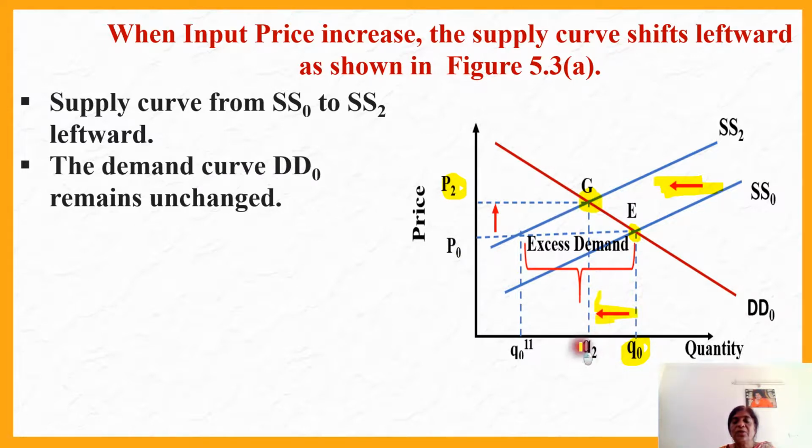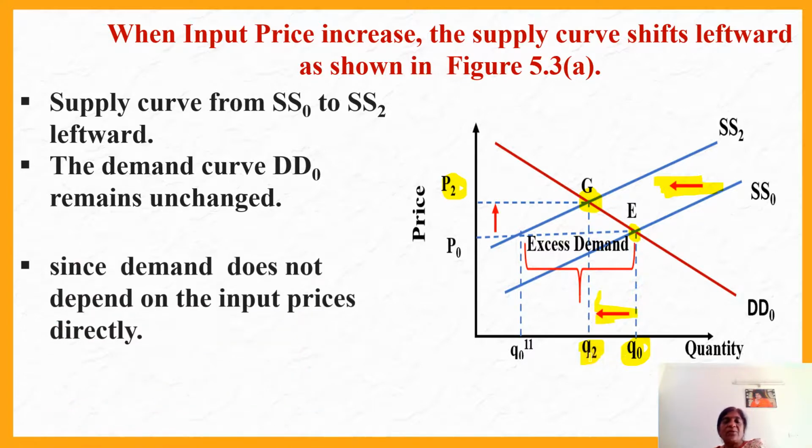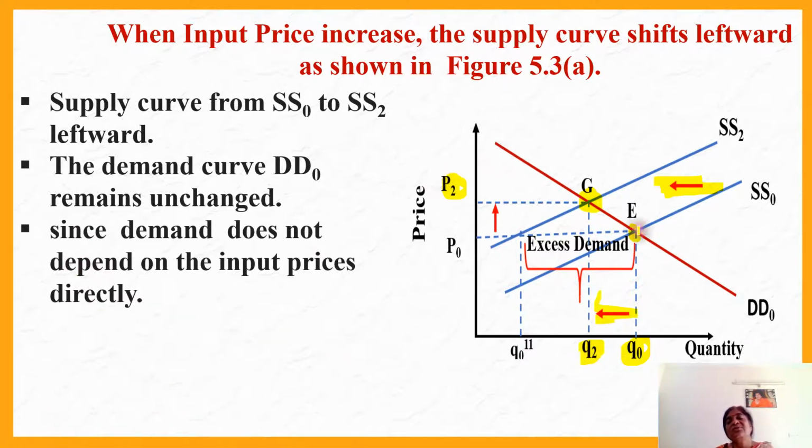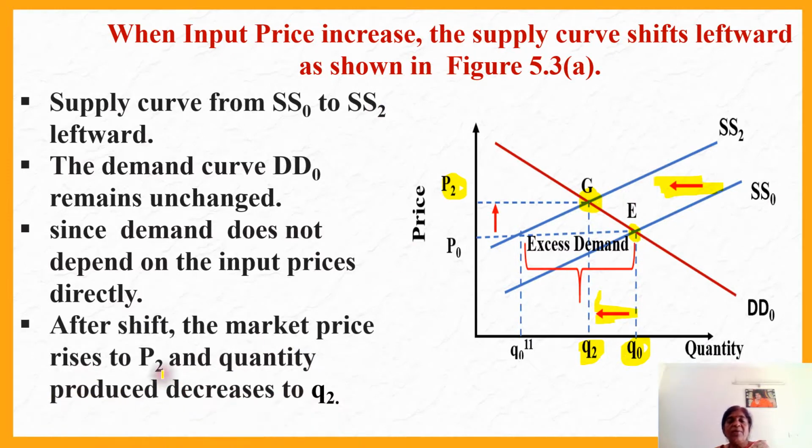decreased to Q2. This is the impact of the increase in input price. The demand curve does not change, only the supply curve shifts, because the demand curve does not depend on input prices directly. Therefore, it remains the same, only the supply curve shifts leftward. After the shift, what happened? Price has increased to P2 and quantity has decreased from Q0. This is the impact: quantity decreased, price increased due to the increase in input price. This is the diagram for explaining that concept. This question is always asked in the examination.